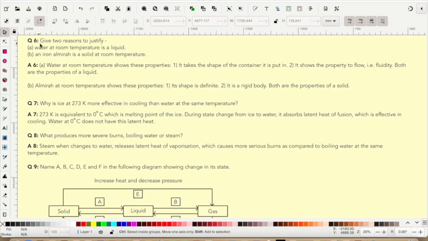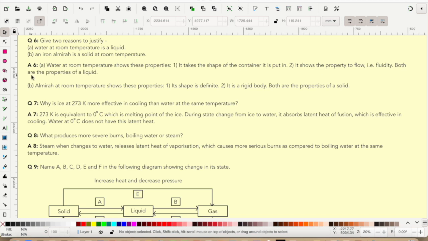Question 6. Give 2 reasons to justify water at room temperature is a liquid. Answer is, water at room temperature shows these 2 properties. First, it takes the shape of the container it is put in. Second, it shows the property to flow, that is fluidity.